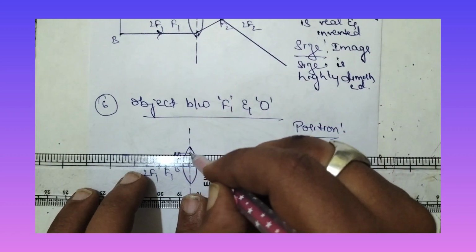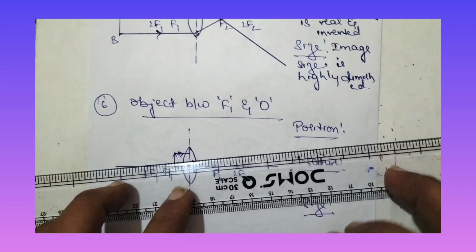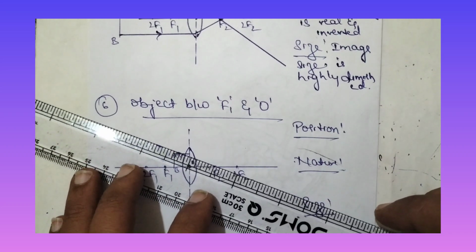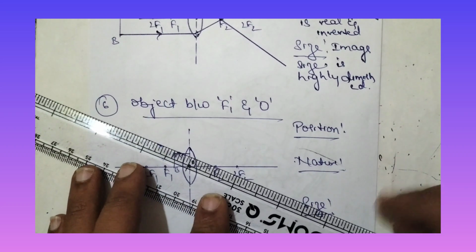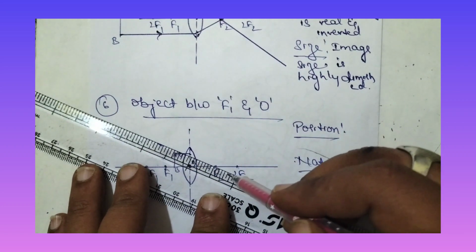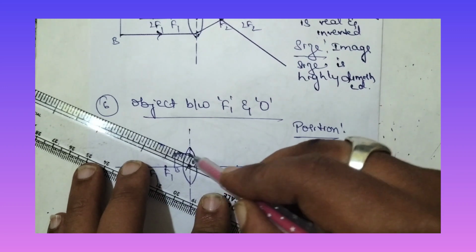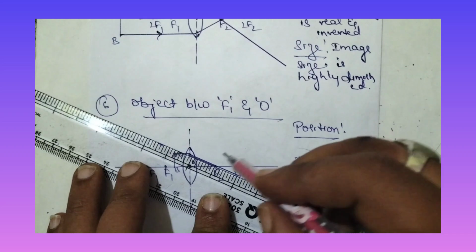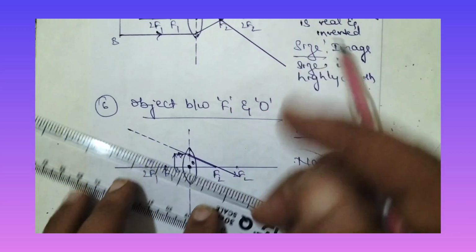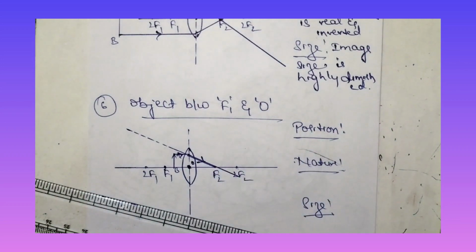The light ray which is parallel to the principal axis, after refraction, should actually pass through the principal focus. Actually its path should be like this. This is the actual path, but instead of that, the light ray will move in this path.